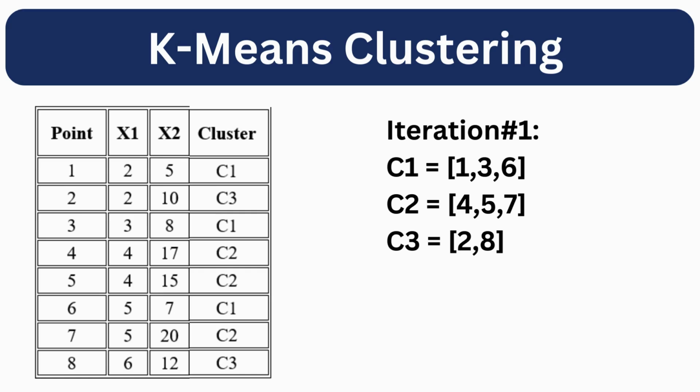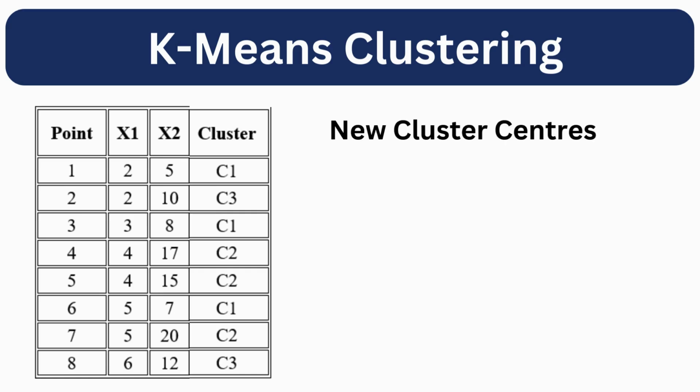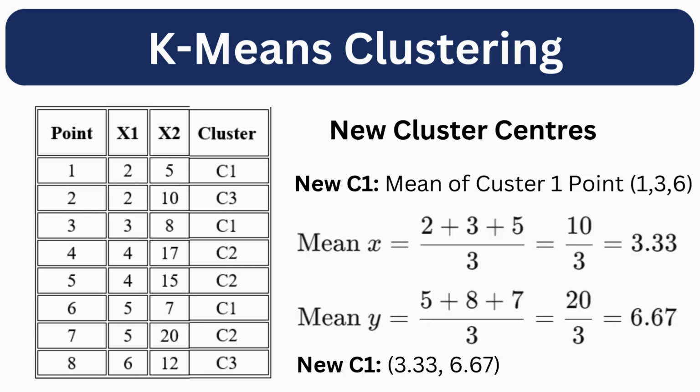Now we need to calculate new cluster centers. To calculate new cluster centers, we need to add the corresponding x and y values of the points of each cluster. For example, in cluster 1, we have points 1, 3 and 6. We will add the x values of points 1, 3 and 6 and divide by 3 because there are 3 points. So actually we are calculating the mean of x and the mean of y.